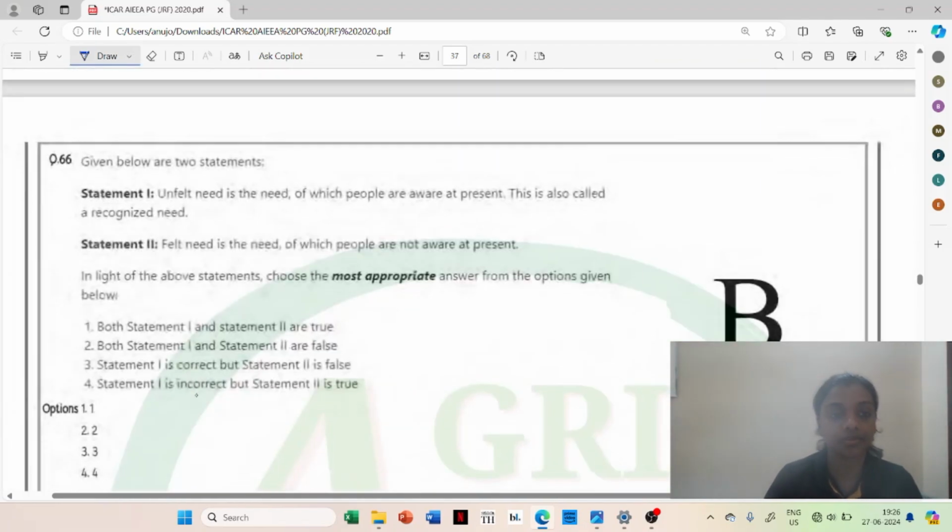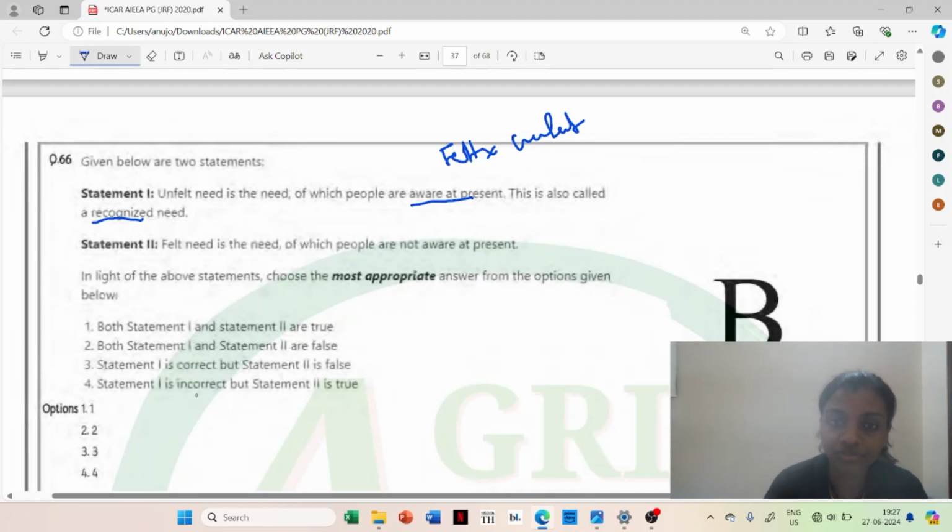Next question is the statement 1. The statement 1 is: unfelt need is the need of which people are aware at present. This is also called a recognized need. So needs are of two types, felt need and unfelt need. Felt need is the one which people are aware of at present. So if they have a water scarcity in the field, they understand that there is a need for water in the area. That is a felt need. It is also called a recognized need.